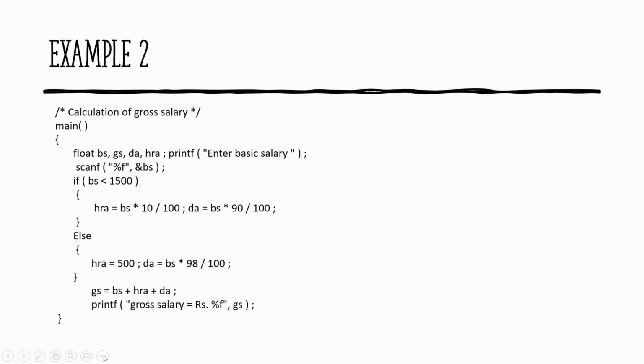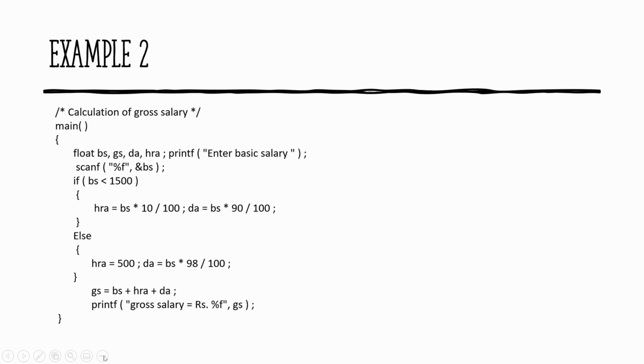So here the control as usual enters the main function, and we have given the variable names. Then we have a print statement which states print enter basic salary, which means the user of this program is going to enter a value, and the entered value is scanned and stored in a memory location by using the scan function. The entered value is stored in a variable named bs.